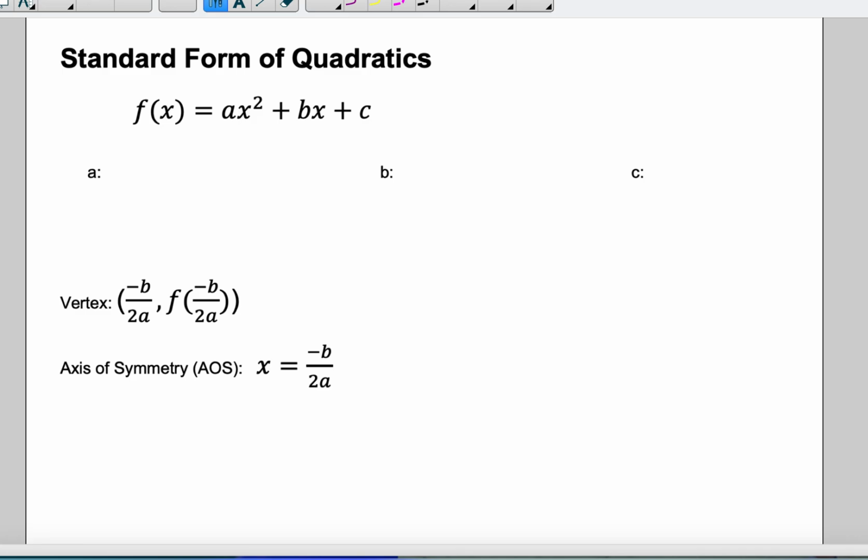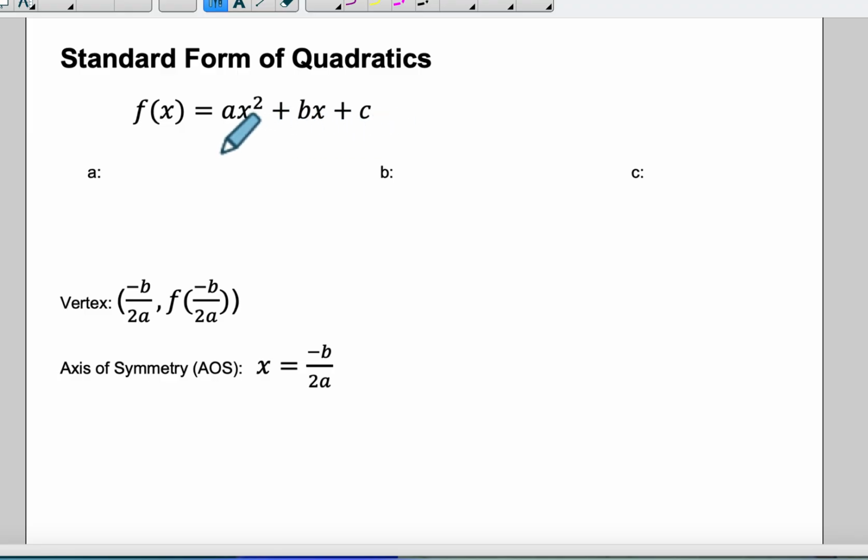Now, standard form, right? So standard form is a different form. It's not vertex form, but it still is going to graph a parabola. And it's just a different form. It's not as useful. Vertex form is great because it gives you the vertex. This does not give you the vertex directly. But the form reads as this. It's f of x, or y, same thing, equals ax squared plus bx plus c.